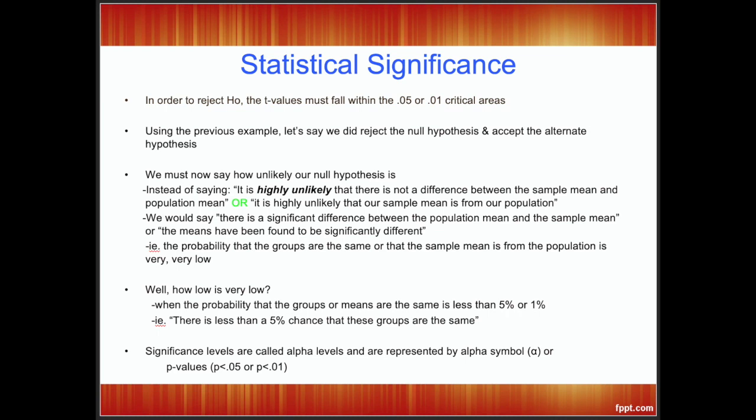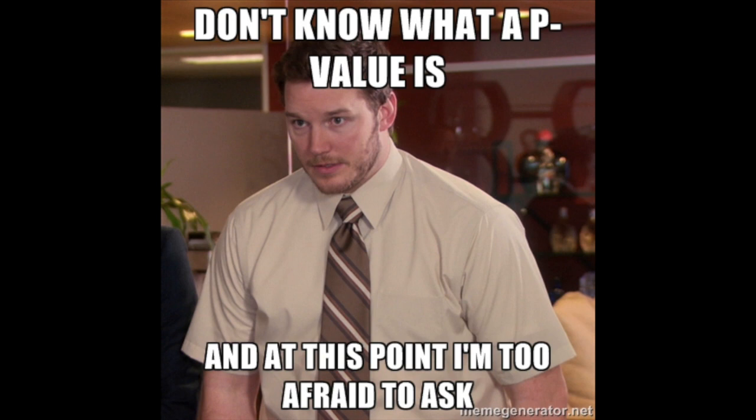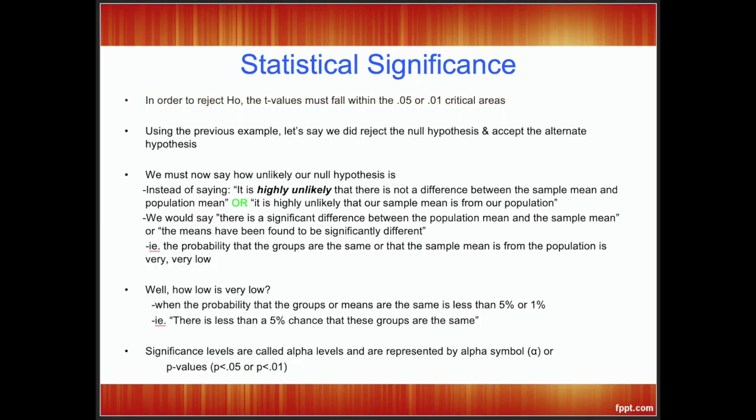In other words, there is less than a 5% chance that these groups, the sample and the population, are the same. Significance levels are called alpha levels or critical values and are represented by the alpha symbol, the little curly A, or they're represented by p-values. This is how we normally represent them.